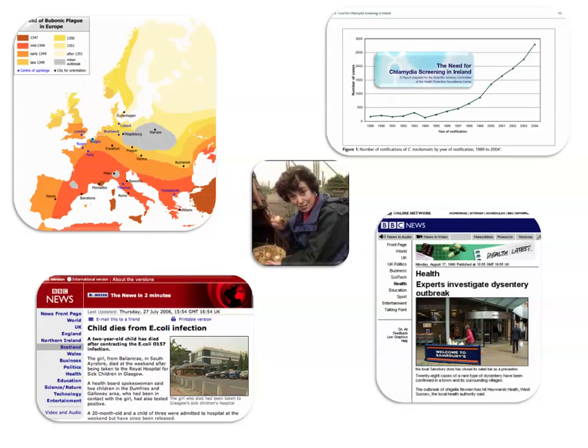If we look at these images I put up here, you might think there's nothing that connects them. We have the spread of the Black Death through Europe back in the Middle Ages, bubonic plague. Here, the need for new chlamydia screening in Ireland. This was a government minister who lost her job for talking about the risk of salmonella in eggs, and children dying from E. coli and dysentery. In fact, all of these different kinds of infections are linked by a common mechanism of pathogenesis known as the type 3 secretion system, and that's what I'm going to talk about today.